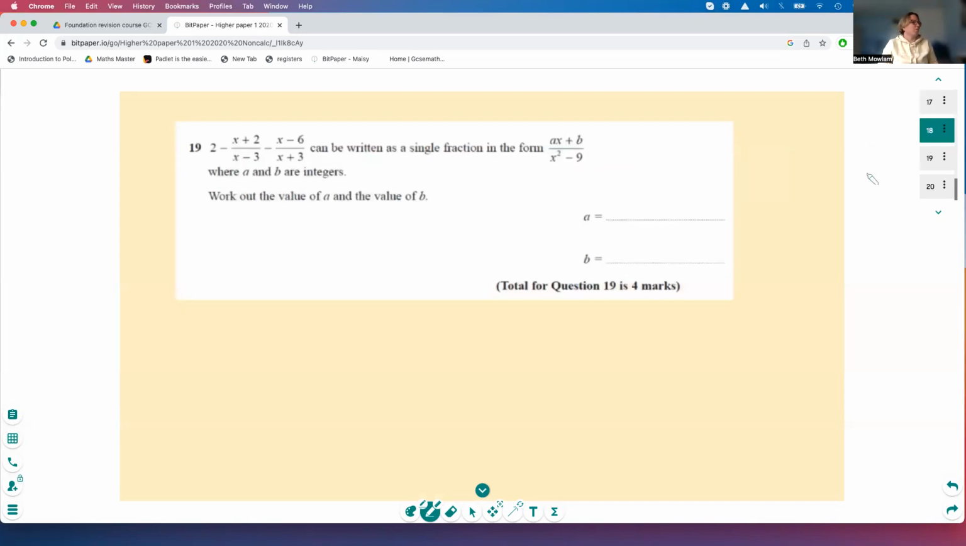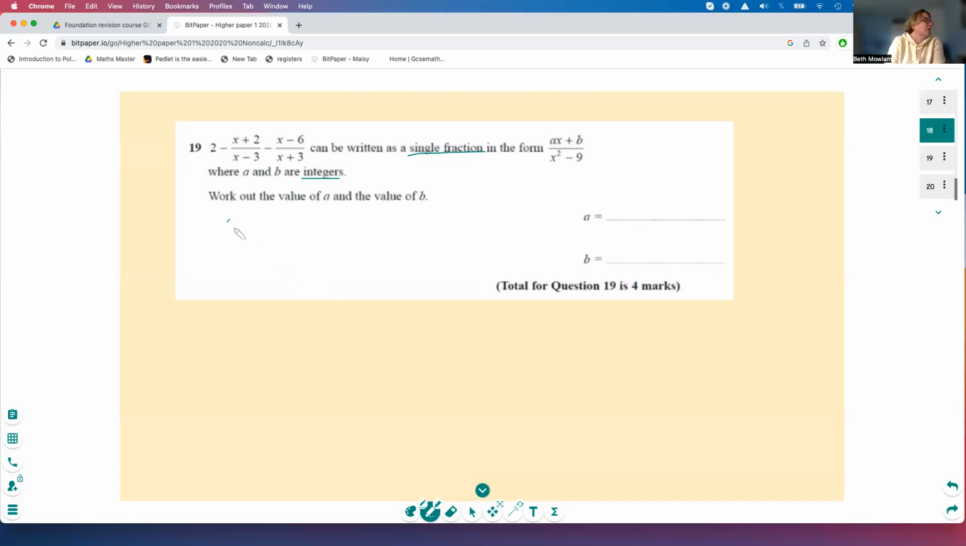Okay, and the last one we're looking at is: 2 minus x plus 2 over x minus 3 minus x minus 6 over x plus 3 can be written as a single fraction. So that means one fraction in the form ax plus b over x squared minus 9, where a and b are integers. So again, whole numbers. Work out the value of a and the value of b. So we need to make it all as one.